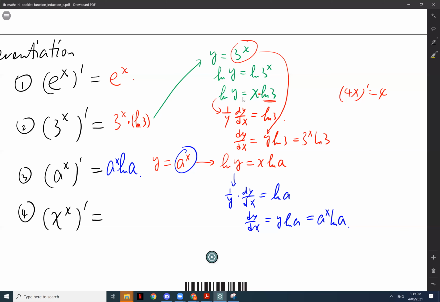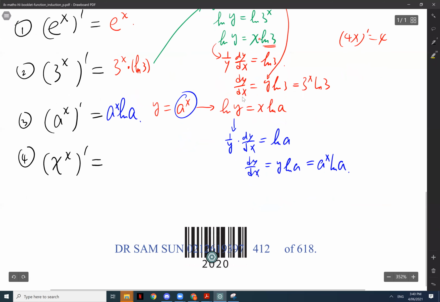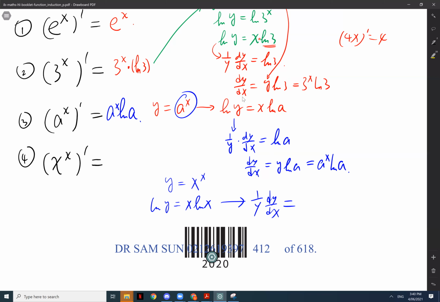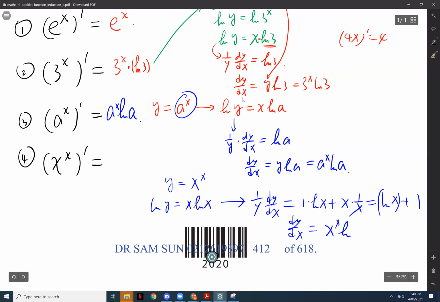If you finish this, of course you can check the document I gave you, the several pages for integration. So the idea here: y equals x^x, ln y equals x ln x. If you differentiate, 1 over y dy/dx, using the product rule, 1 times ln x plus x over x, so ln x plus 1. So dy/dx equals x^x ln x plus x^x.